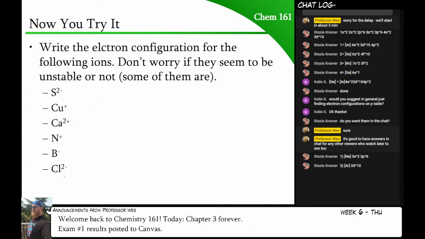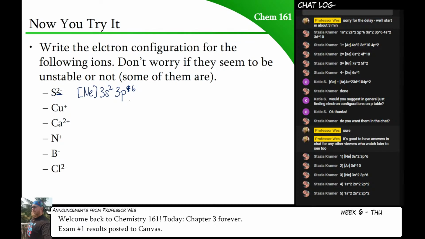There we go. Okay. So the way that I do this is I write down the electron configuration of the thing that I'm looking at without making the ion. So for sulfur, that would be neon 3s2 3p4, and then I want to 2 minus it, so I got to add 2 more electrons. So this would become a 6. There you go.